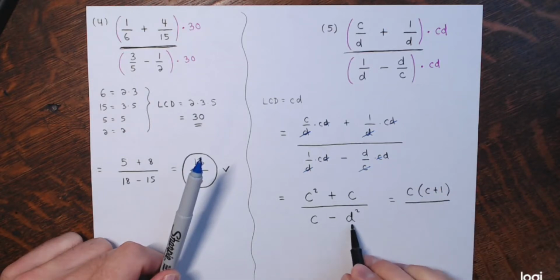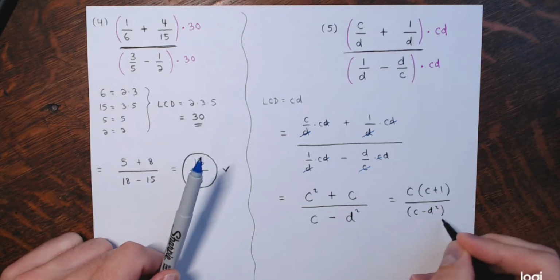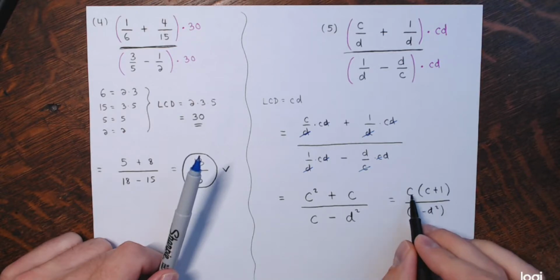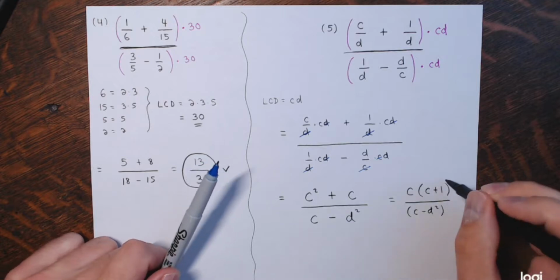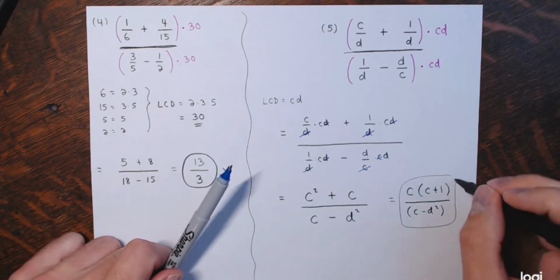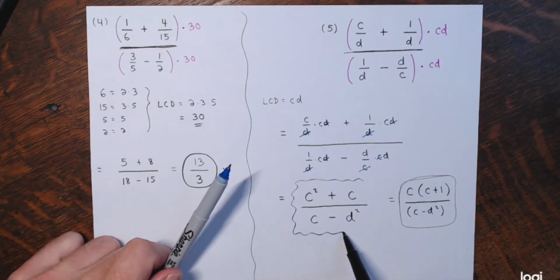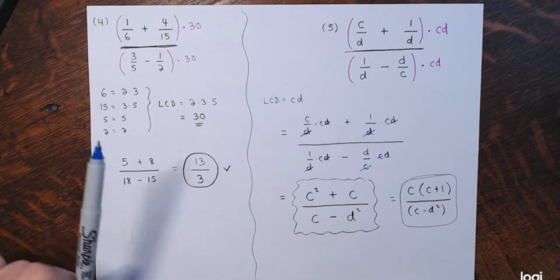And the denominator doesn't factor any further. So that's its own factor, right? C minus d squared. I'll put it in parentheses just to let you know that whole thing is its own factor. And I am not seeing a factor of c minus d squared in the numerator. Right? There's a factor of c plus 1, but there's no factor of c minus d squared. So this is as simple as it gets. Or you could have also multiplied things out and gotten this expression here, right? The c squared plus c in the numerator, c minus d squared in the denominator.